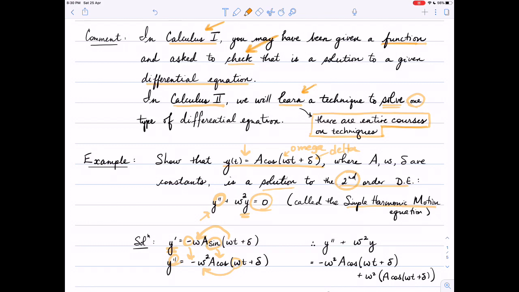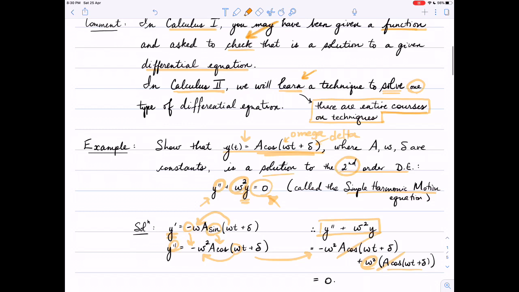So we need to plug into the differential equation and show that it is satisfied, in other words, show that we get 0. We plug in the second derivative, minus omega squared A cos of omega t plus delta, plus omega squared times y, so omega squared times our original y, A cos of omega t plus delta. You should see quite easily that those things cancel out, and so we do in fact get 0. We have just verified that the function given is a solution to this simple harmonic motion equation. Nothing there was above a Cal 1 level, right? You are just differentiating and plugging in.